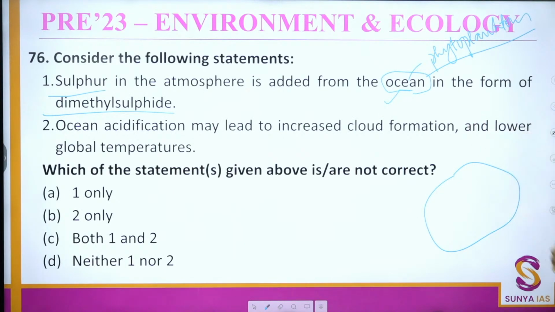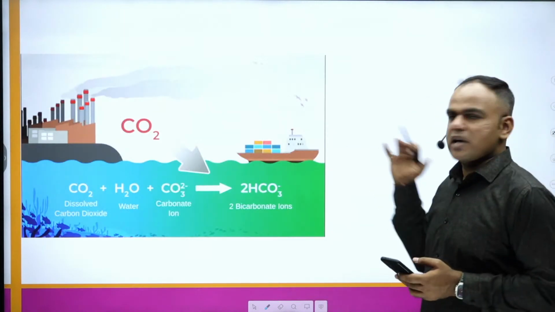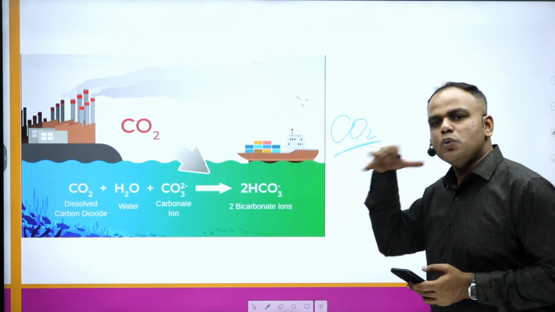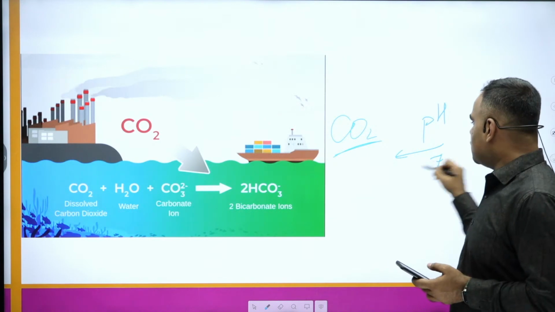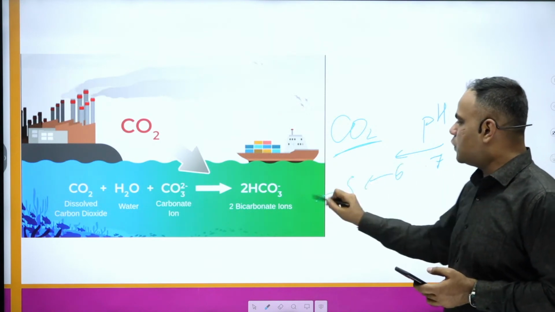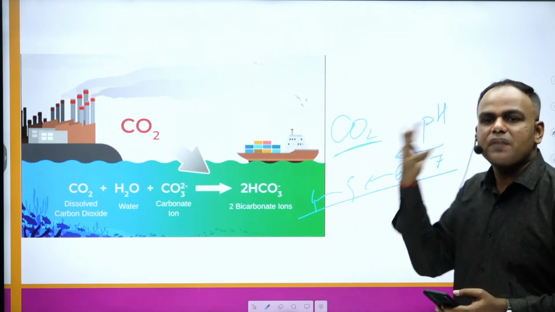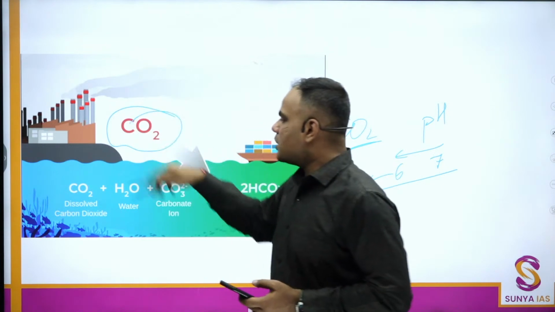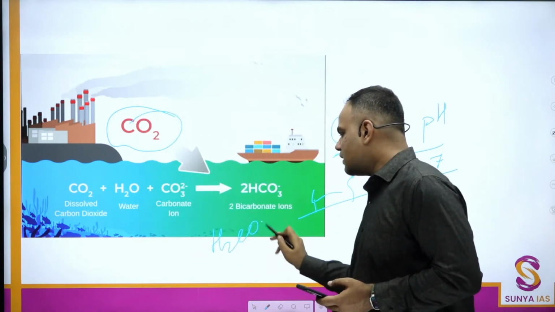Second, the ocean acidification related point. What is happening in ocean acidification? You have more carbon dioxide. Now when the CO2 is more, the pH will become less, from 7 to 6, from 6 to 5, from 5 to 4. When the pH reduces, that is known as ocean acidification. Why? Because of high carbon dioxide. And because of high carbon dioxide, more carbonic acid will be formed.